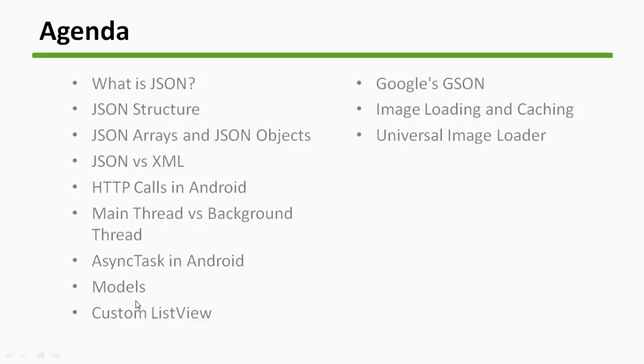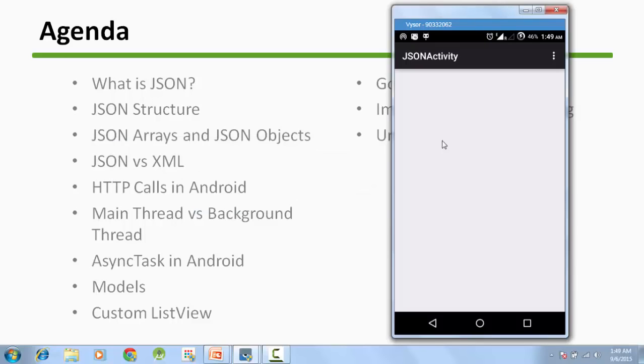that we will cover some cool topics like models. We will create a custom list view of our own, and to optimize our tutorial, we will use Google JSON and image loading, caching and Universal Image Loader. And our final application will look like this.